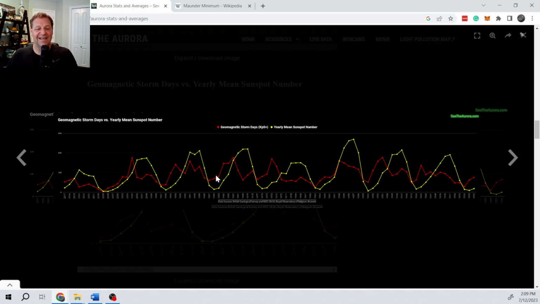So once we pass the peak, certainly don't give up on aurora hunting, because there are certainly many good years following, and there is continued activity most years.